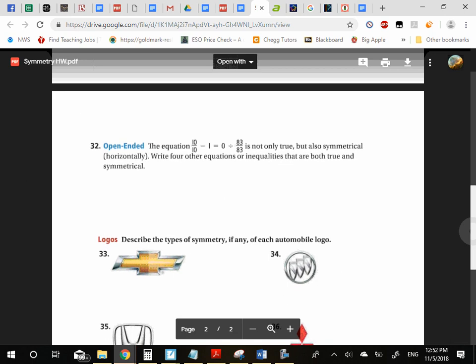For 32, you're looking at the same thing, but going horizontally. Draw a line horizontally through here. Everything looks the same, top and bottom. And you have to make sure the equation comes true. Think about it: 10 over 10 is 1, 1 minus 1 is 0, 0 divided by 1 is 0. So that's 0 equals 0. That's true. Make sure you have a true equation.